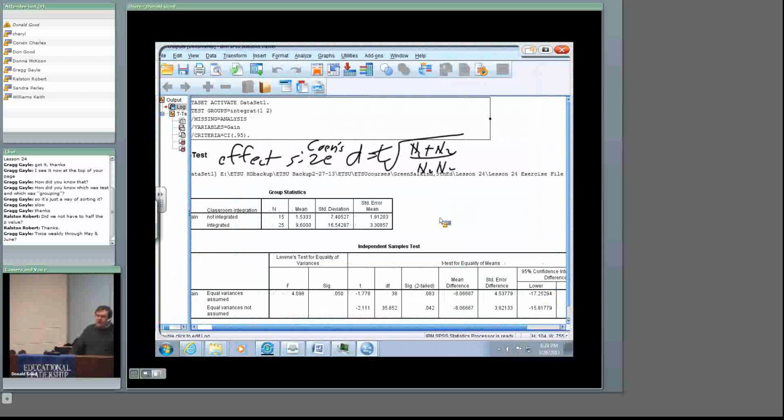So let's calculate Cohen's D. Now, SPSS will not do this for you. N1 times N2 should be in the denominator. It's on page 177, about a fourth of the way down the page. So we know what our t value is, and again, we're just going to use the positive of that. So 1.778 times the square root of the sum of the Ns, that's 15 plus 15, divided by the product of the Ns, 15 times 15.